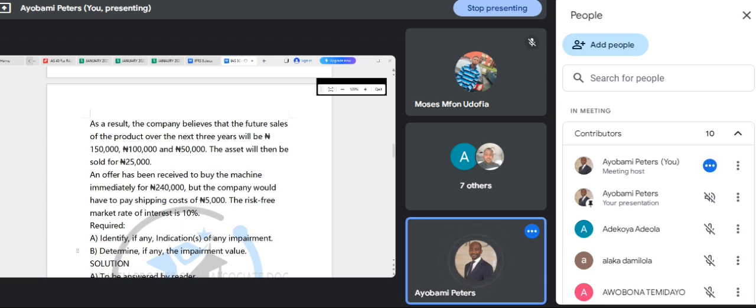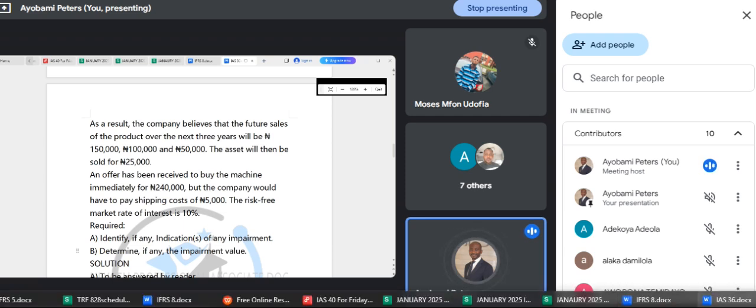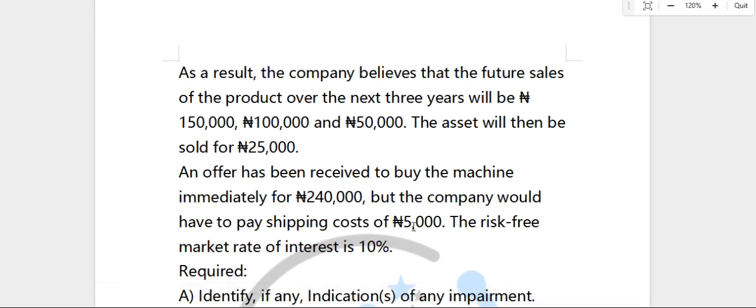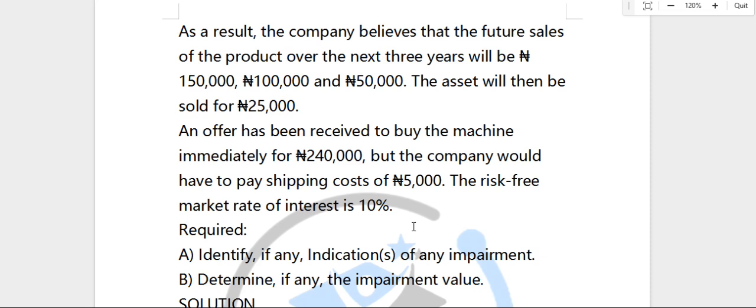So quickly, let's read further, so that we can add value and knowledge to ourselves tonight. They now told us that the risk-free market rate of interest is 10%. This 10% is known as what now? Discount value. Discount value or discount factor. Thank you very much. So meaning that our 150,000, 100,000, 50,000 will be discounted using 10%.